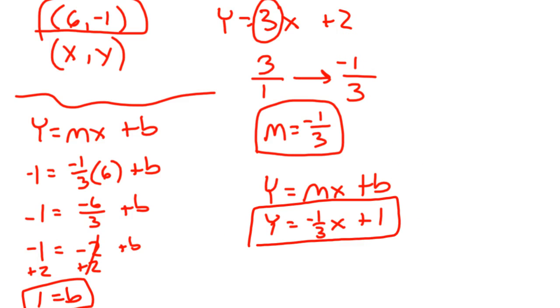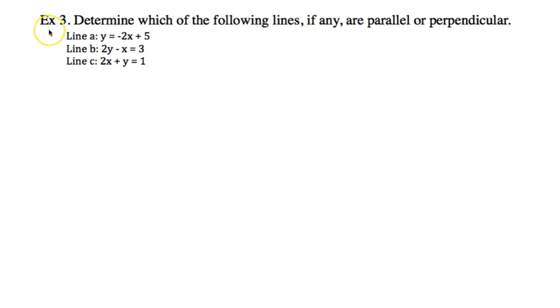Okay, good. Moving on. Example 3. Determine which of the following lines, if any, are parallel or perpendicular. So A, all right, I'll write some columns. A, this is the first one. Let me draw a better line. A. This is already in y equals mx plus b, right? It says y equals negative 2x plus 5.